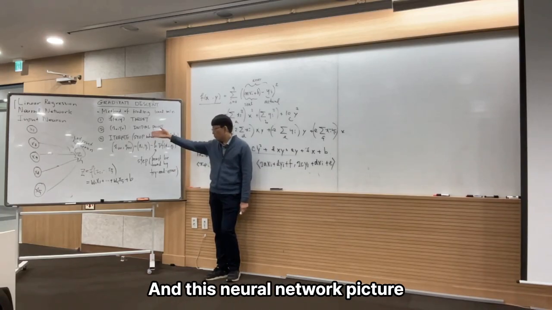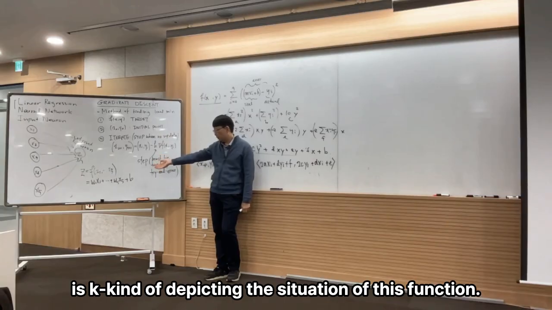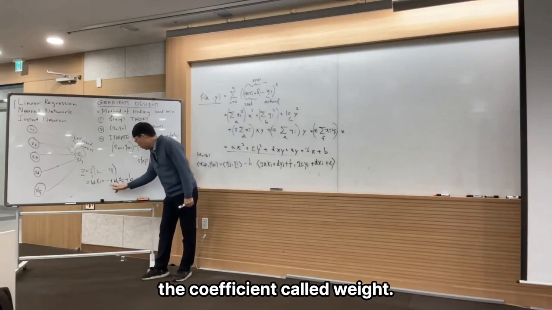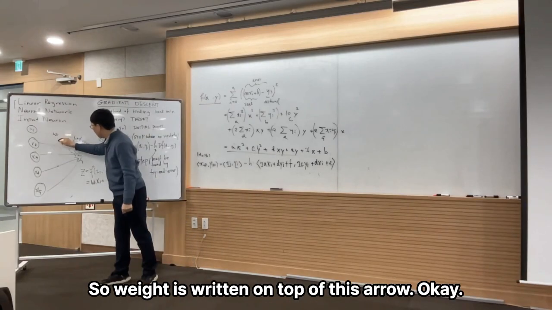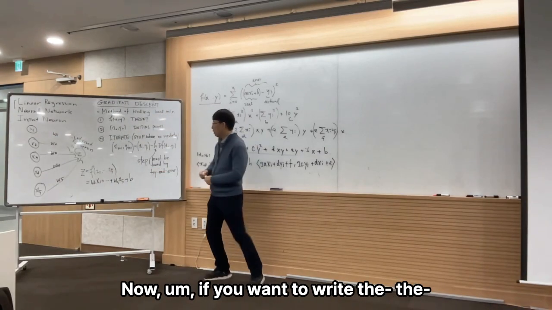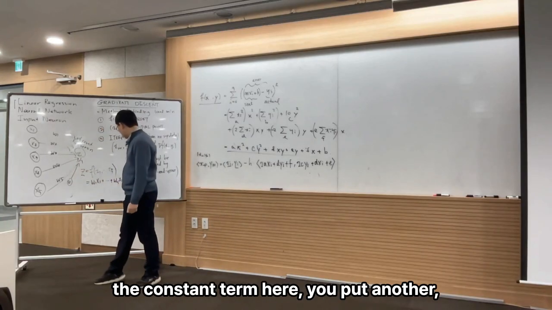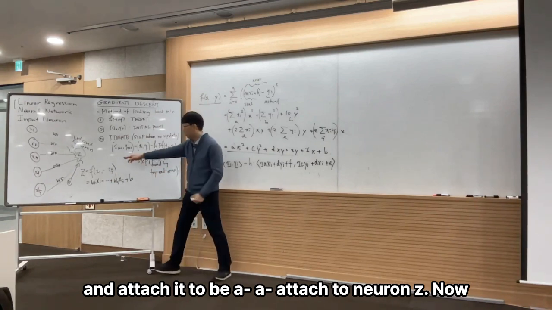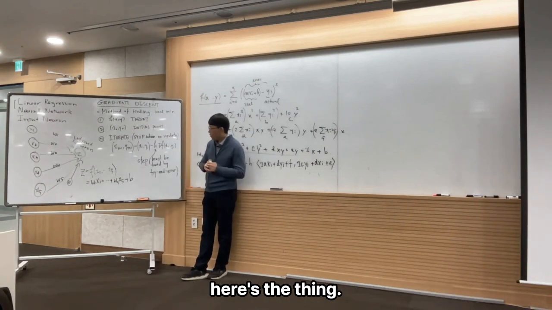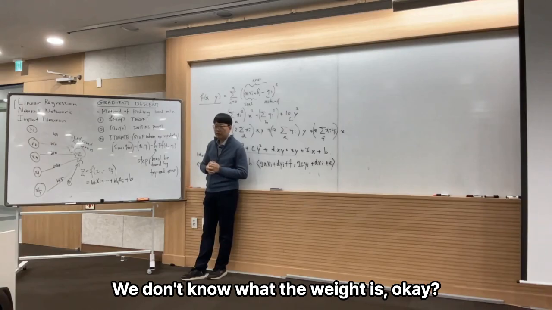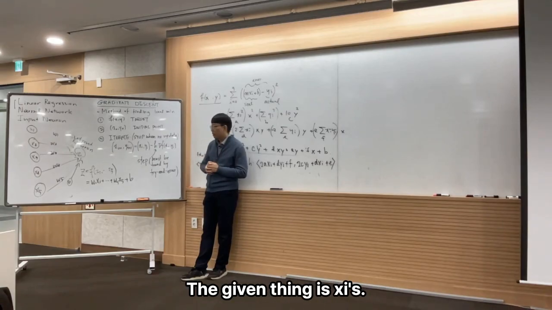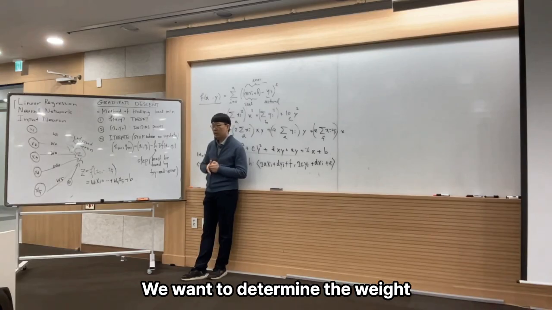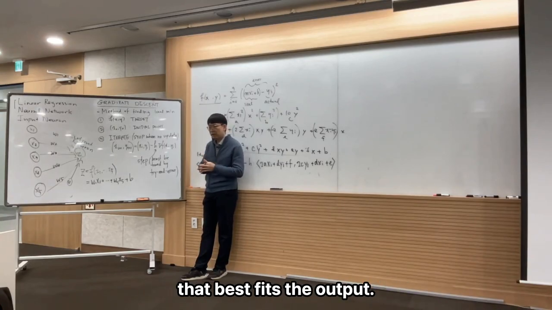And this neural network picture is depicting the situation of this function. Here, every variable has a coefficient called a weight. The weight is written on top of this arrow, okay? Now, if you want to write the constant term, you put another neuron here and attach it to neuron z. Now, here's the thing. We don't know what the weights are, okay? The weights are not given. The given things are the xi's. The input data is given. We want to determine the weights that best fit the output.